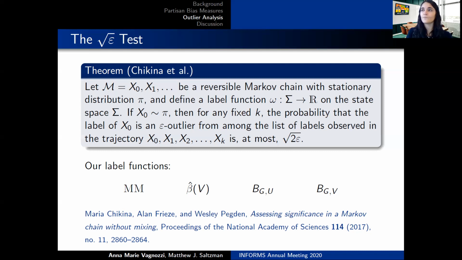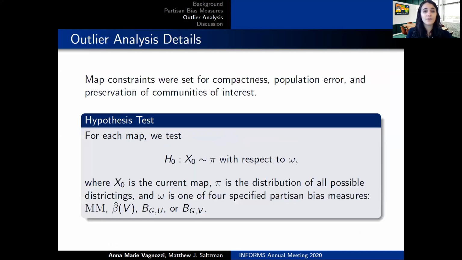where epsilon is the observed proportion of sample maps that are at least as biased as ours. What we did is we compared a variety of map constraints that correspond to various redistricting guidelines regarding compactness, population sizes, and communities of interest. Then for each run of the Markov chain, we applied the root epsilon test to determine whether our map is a typical districting. Here's what we saw.